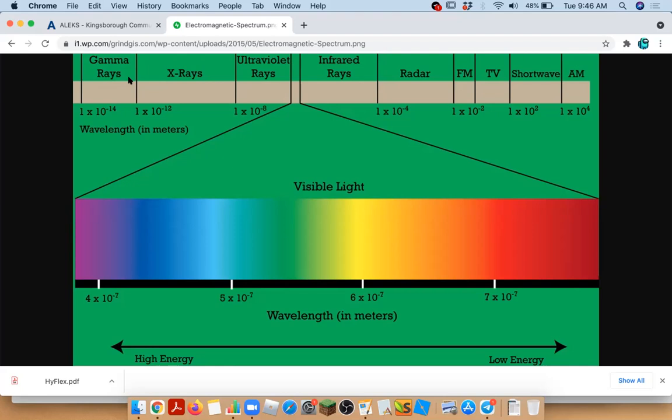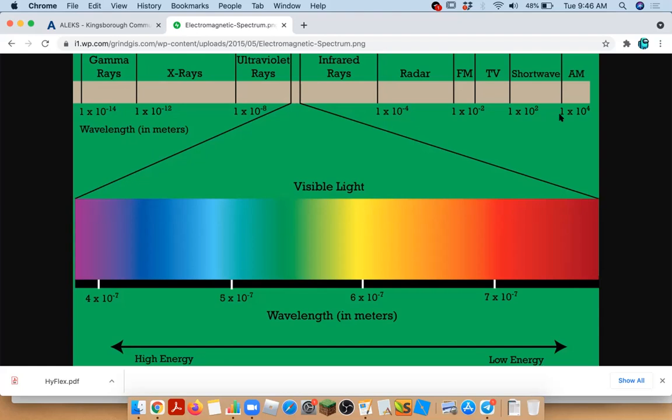A supernova, for example, can emit gamma rays. So visible light, ROYGBIV, electromagnetic spectrum, the whole thing. Notice that they've got something here called wavelength, okay? And there's scientific notation there. So that's one of the things we're going to talk about.